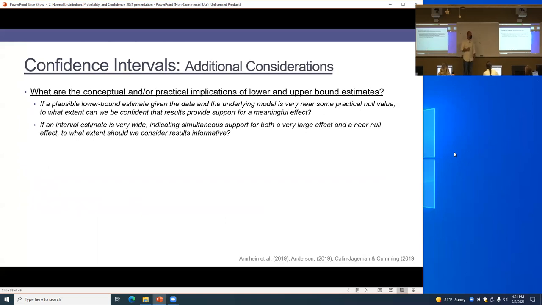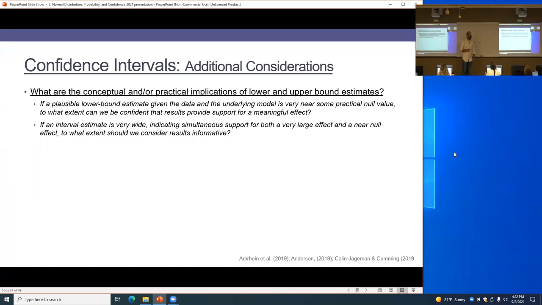Okay, other things: thinking about conceptual and practical implications of lower and upper bound estimates. Suppose a plausible lower bound estimate is very near some practical null value. How excited are we? Yeah, it's not zero, but if we say the lower bound is a reasonable number for the population parameter, and it's very close to zero, then we become less excited about the data we have. That's disappointing, but I think it's better to know than to pretend that we've got something big that's going to replicate when in fact it might not.